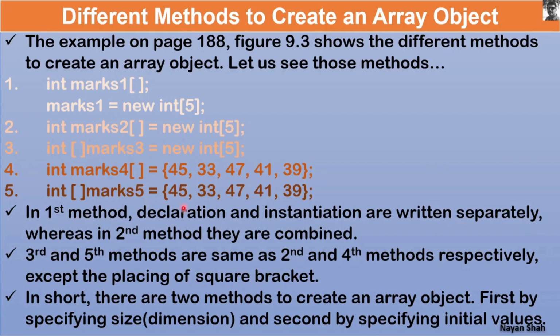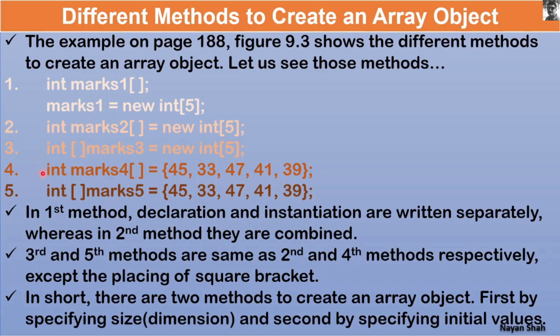In the first method, declaration and instantiation are written separately, whereas in the second method they are combined. Third and fifth methods are the same as second and fourth methods respectively, except for the placing of square brackets. In short, there are only two methods to create an array object. First is by specifying size, that is its dimension, and second is by specifying its initial values within curly brackets. But again remember, we cannot combine both together.